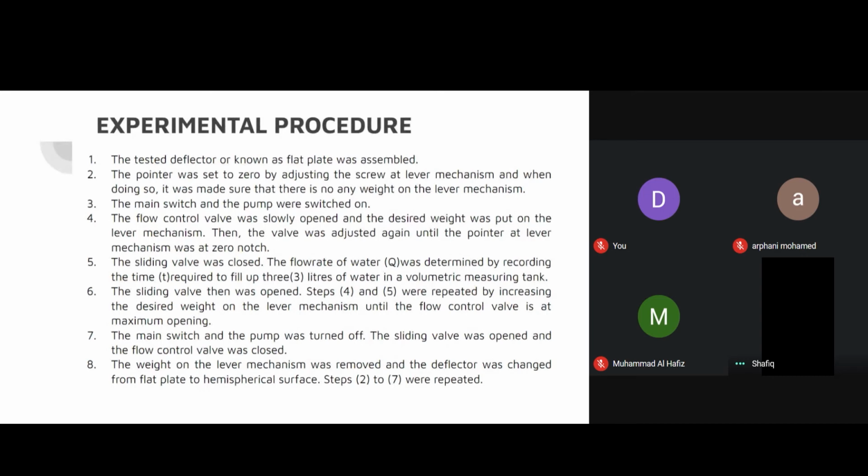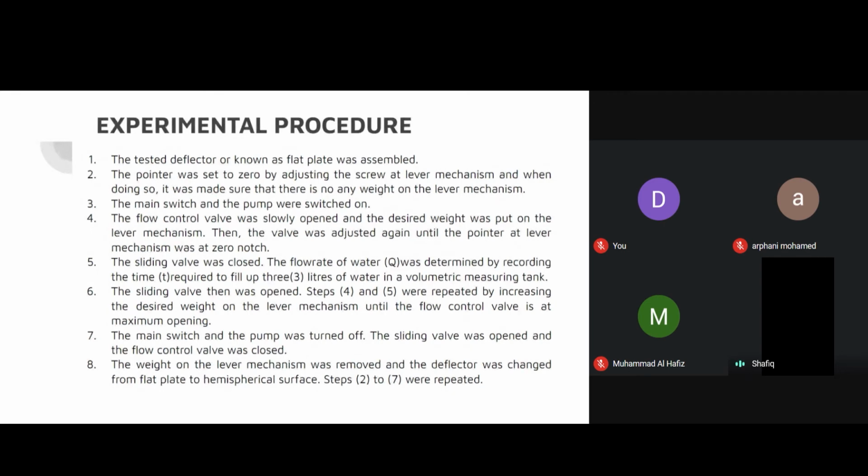Number 5. The sliding valve was closed and the flow rate of water Q was determined by recording the time T required to fill up 2 liters of water in a volumetric measuring tank. Number 6. The sliding valve was then opened. Then steps number 4 and 5 were repeated by increasing the desired weight on the lever mechanism until the flow control valve was at maximum opening.